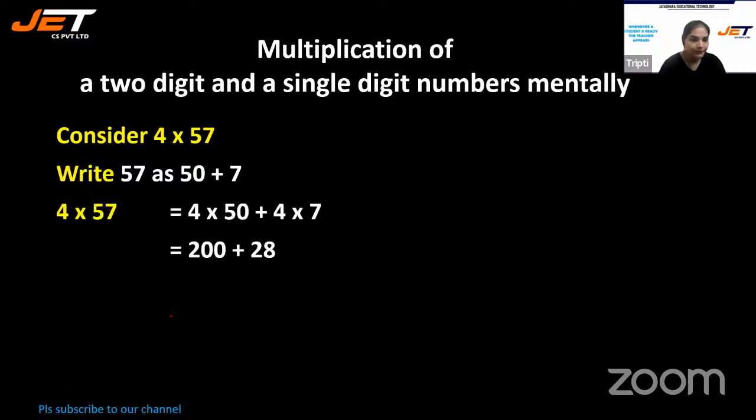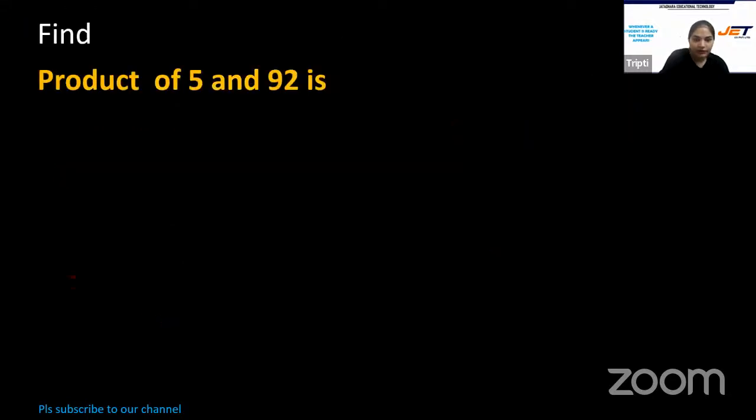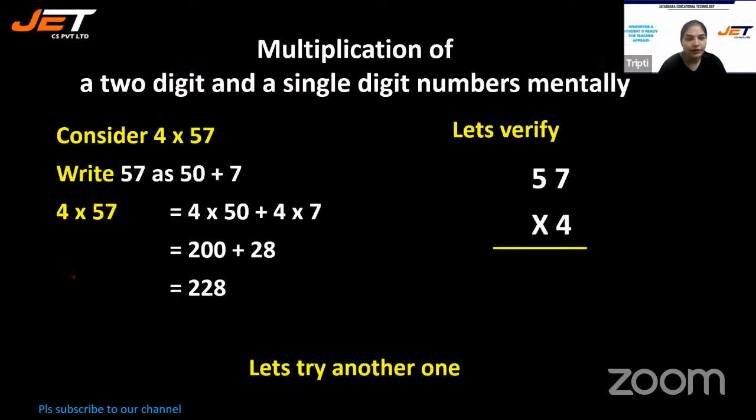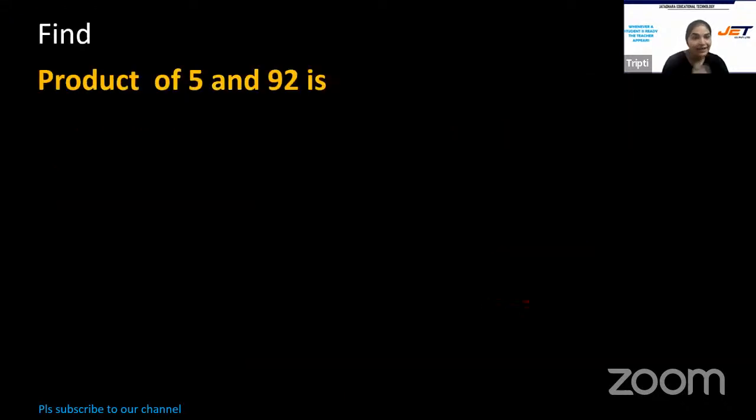Here. We did this. So here 228, we got the same answers for both. Now let's do what is the product of 4 and 92.